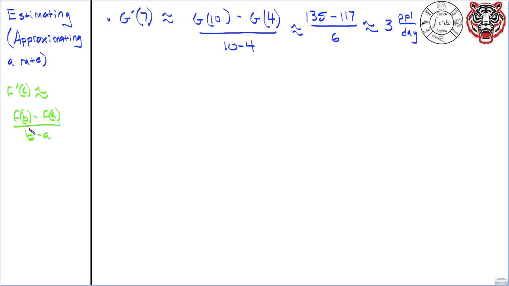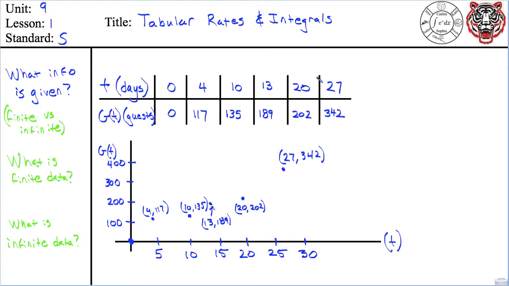Let's try another one. Let's try the approximate slope at time equals 25 days. And this is not equal to, it's approximately equal to 25 days. So again, I'm looking at these two values, 27 and 20. Go ahead and do it on your own. You can check on the board to see if you're doing it correct.